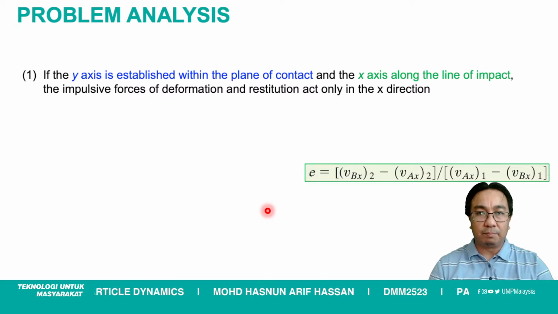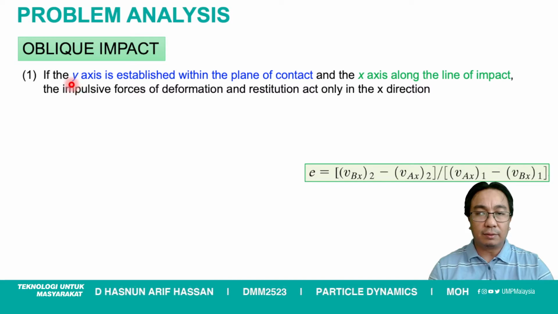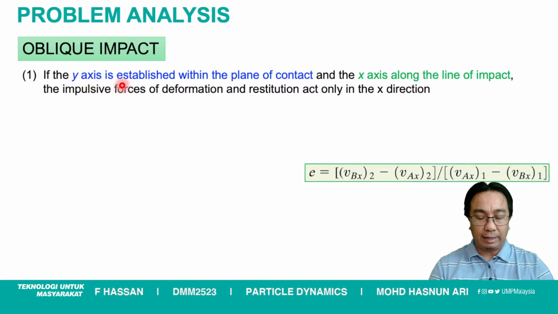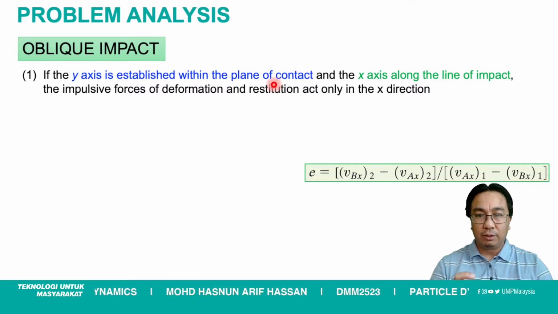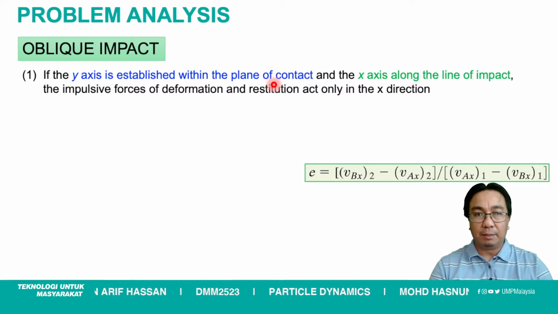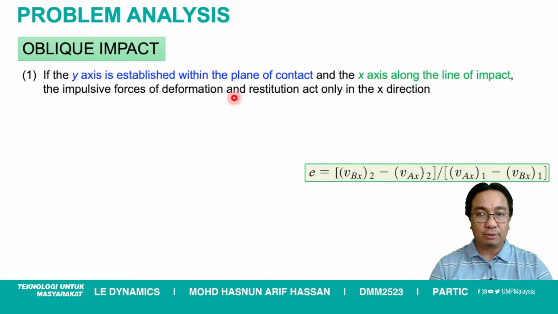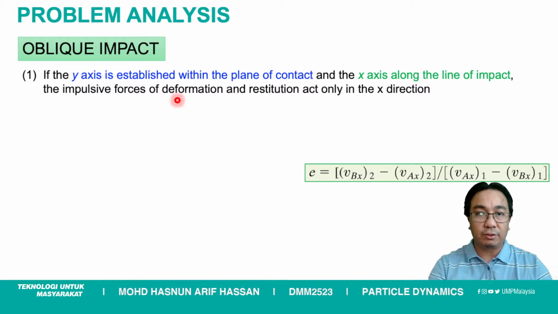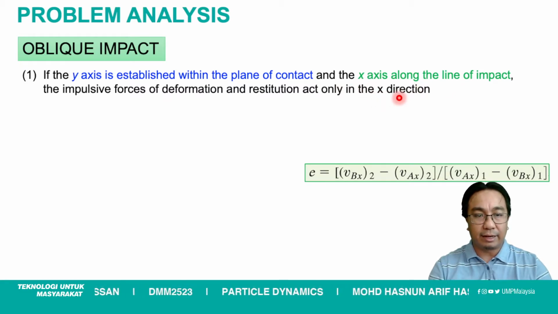In the case of oblique impact, the first thing to do is to note that during an oblique impact, the y-axis needs to be established within the plane of contact. So the y-axis has to be defined as the plane of contact, and the line of impact, remember from my previous slide, is going to be the x-axis. In this way, the impulsive force of deformation and restitution only acts in the x direction.